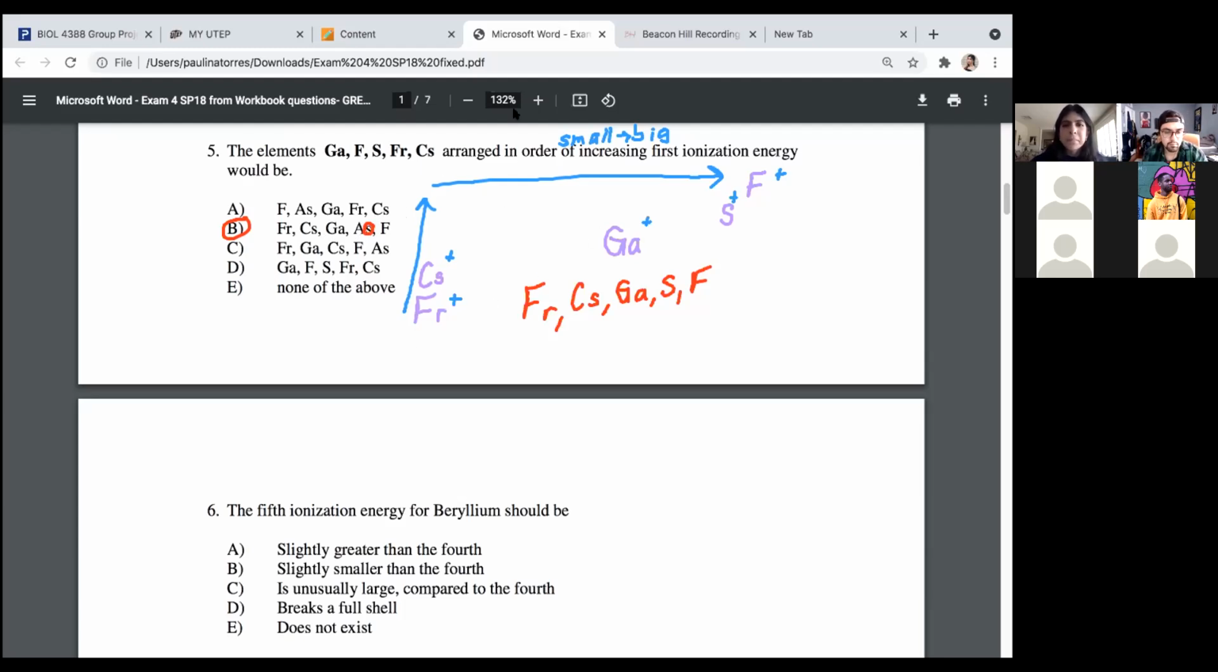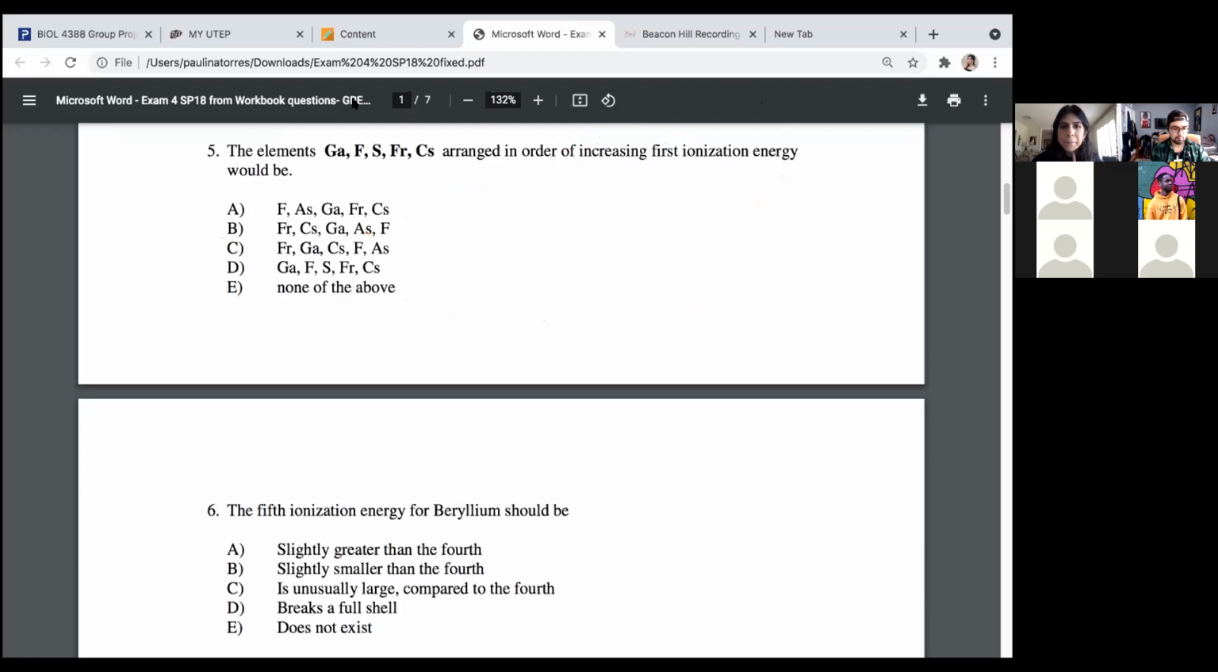All right, any questions about that one? So the AS is actually supposed to be an S, right? Yes. Okay, so no worries about that. Right, number 6.